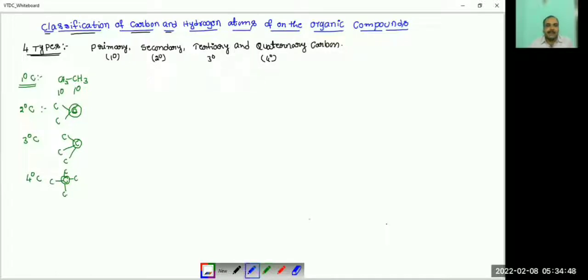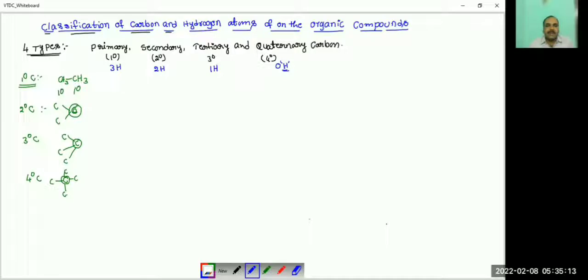The primary carbon contains 3 hydrogen atoms. Secondary carbon contains 2 hydrogens. Tertiary carbon contains 1 hydrogen. And the quaternary carbon does not contain any hydrogen. 0 hydrogens are present at quaternary carbon.